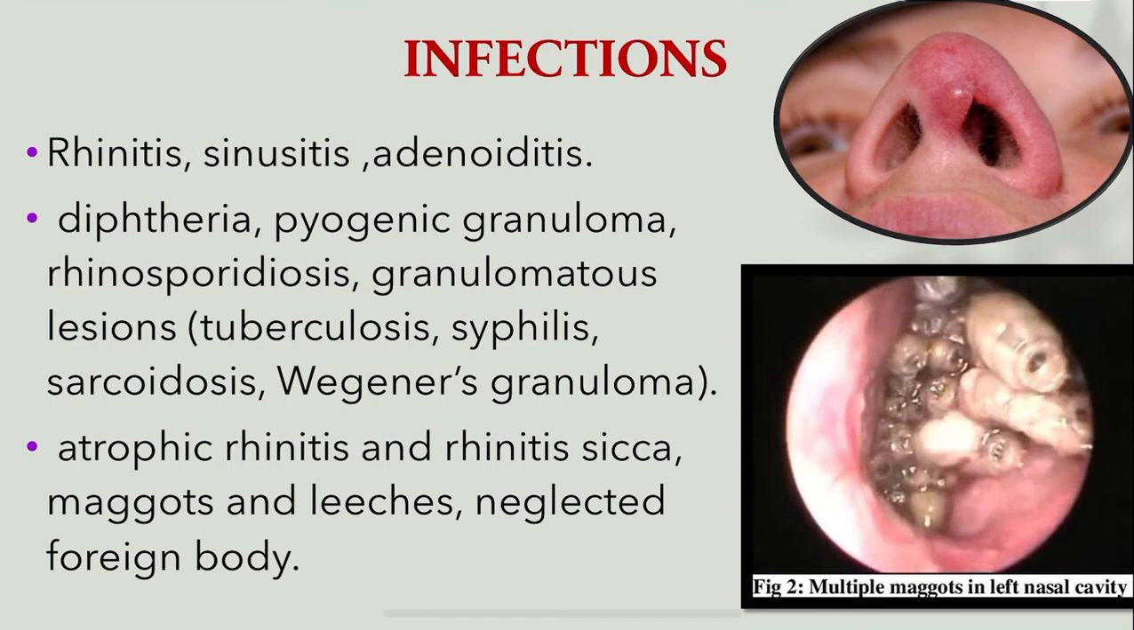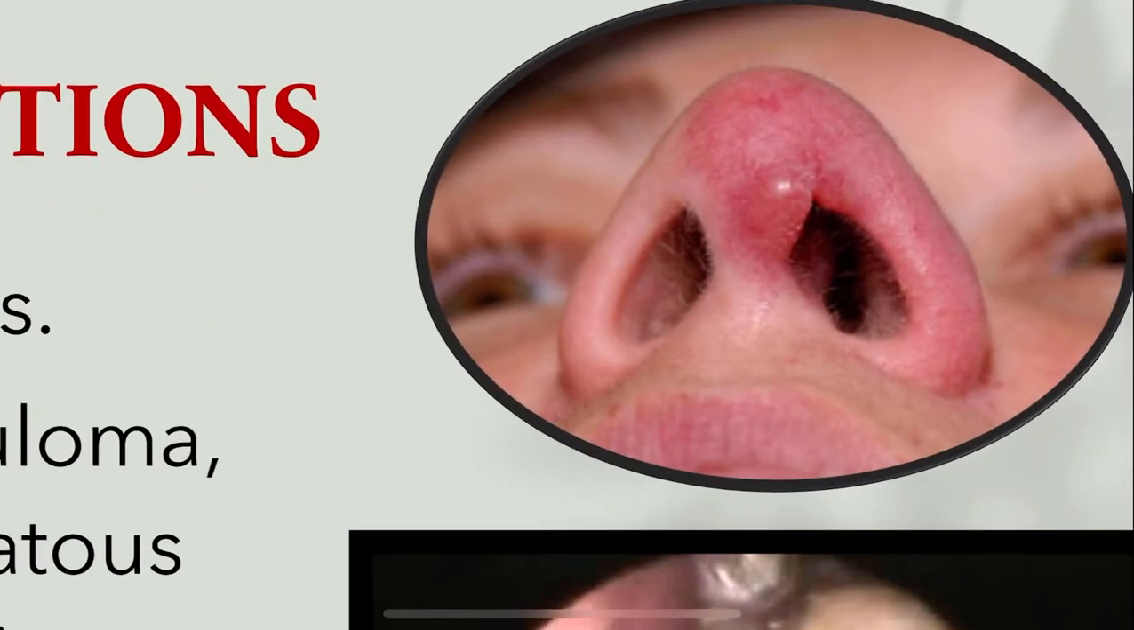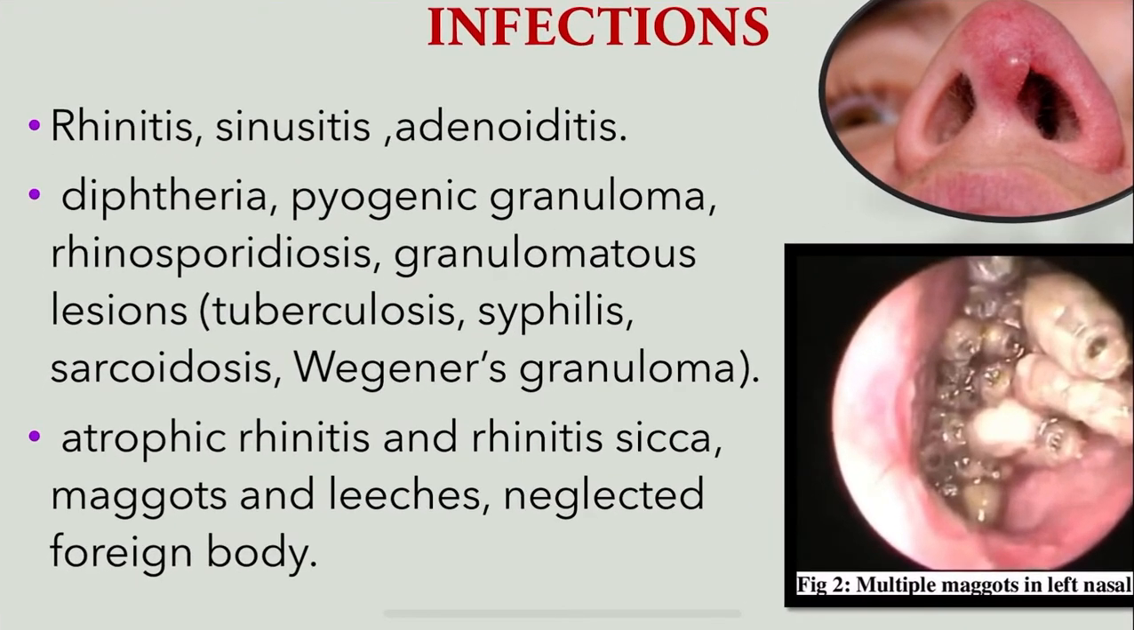Okay, you can see in the picture here in the nose, the small red bump which is formed in the nose is nothing but pyogenic granuloma. Then they are talking about rhinosporidiosis. I have explained in detail about it in the previous video. You can check it in the playlist. Rhinosporidiosis. Then they're talking about granulomatous lesions.